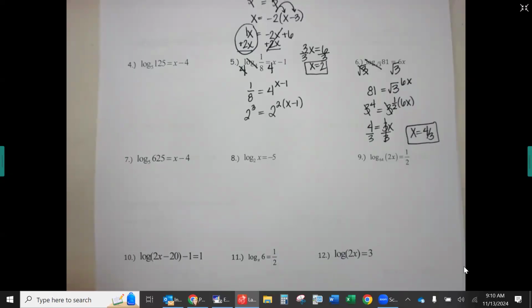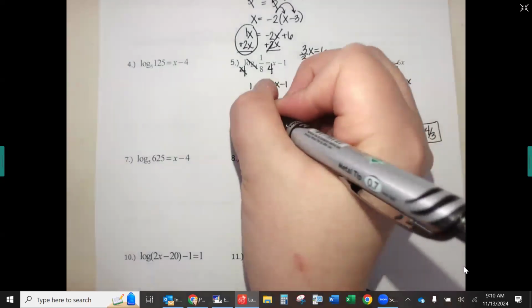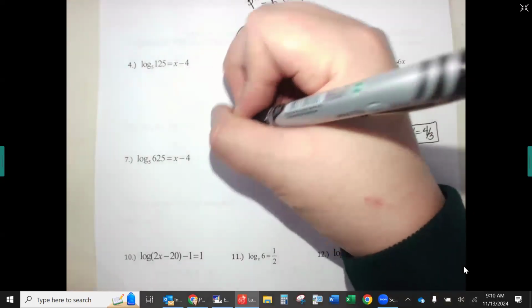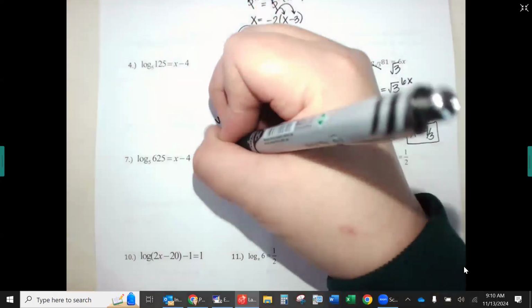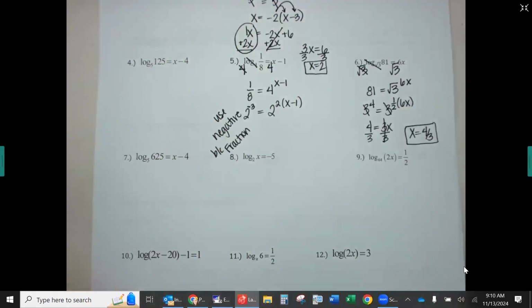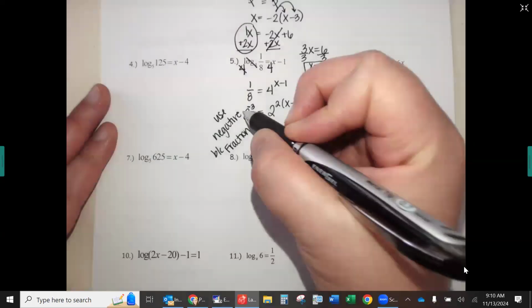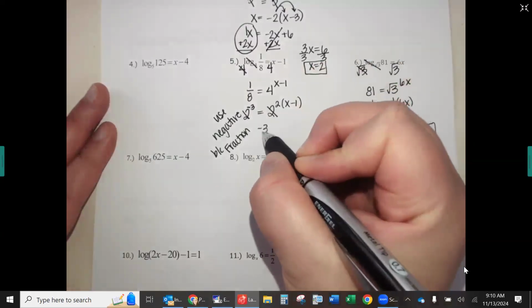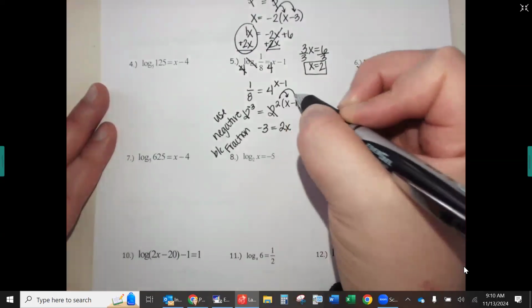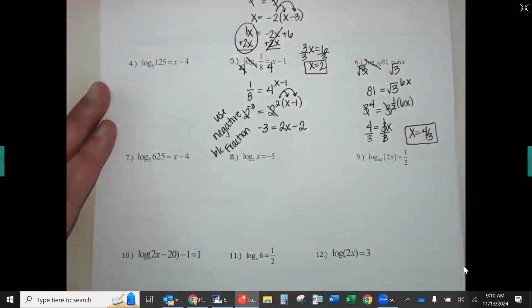The negative on which side? On the left side, very good. So remember, the reason we're putting a negative there, use negative, is because it was a fraction. Okay, then from there, we're gonna cross those 2's out and then just set the tops equal to each other. So I'm gonna have -3 equals 2 times x is 2x, 2 times -1 is -2.